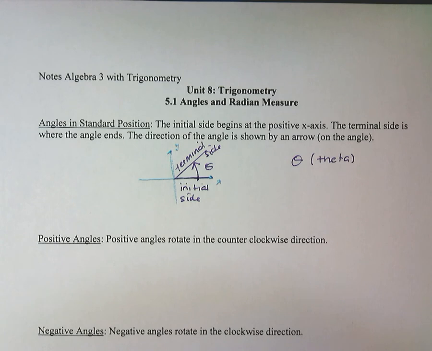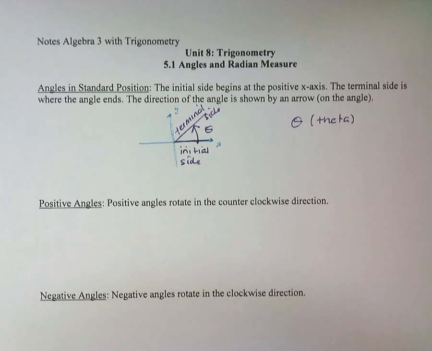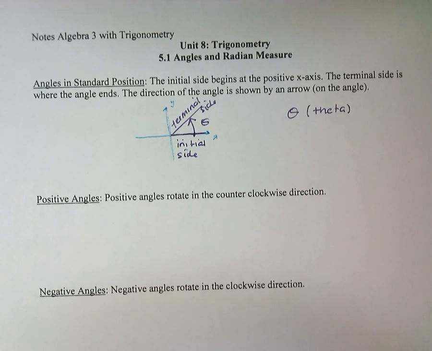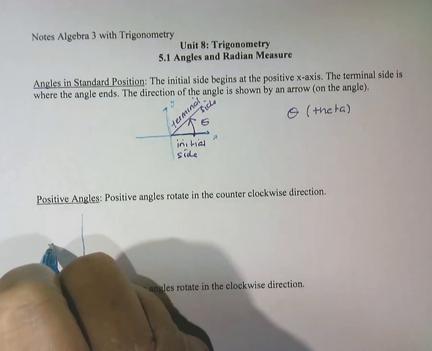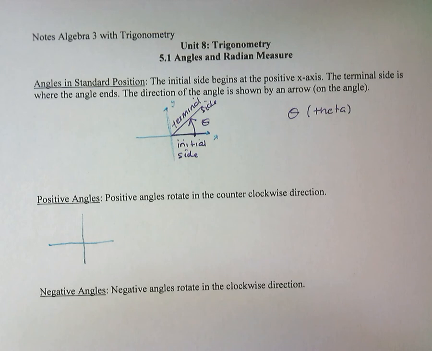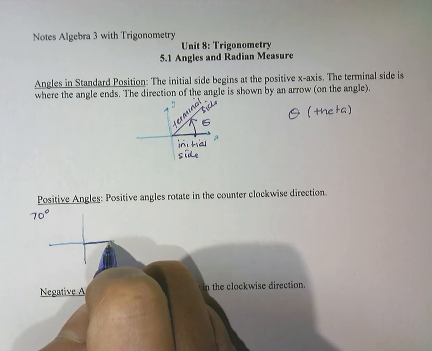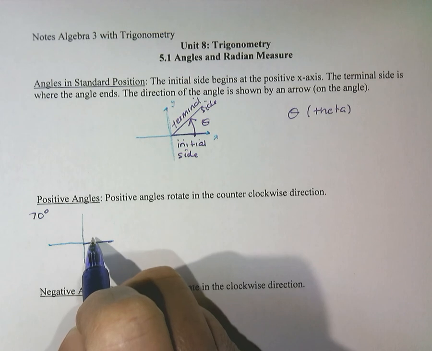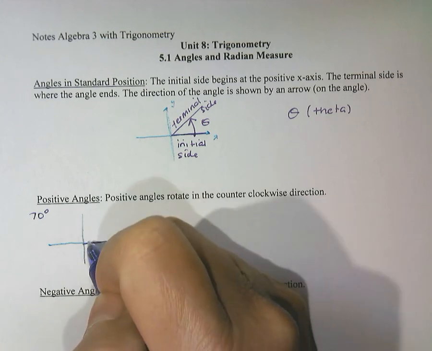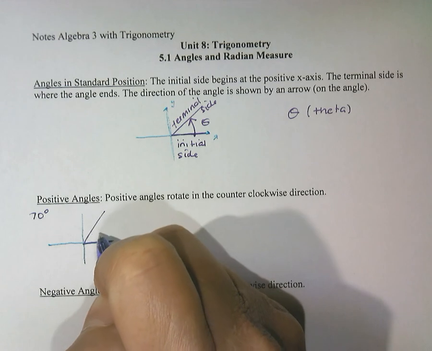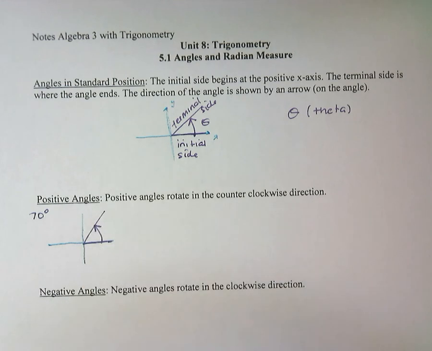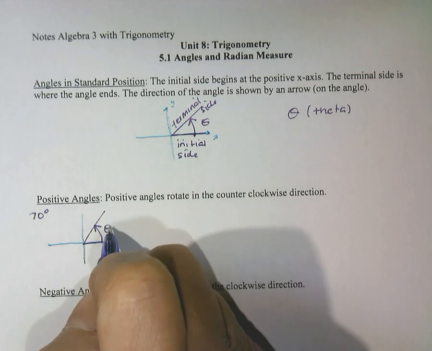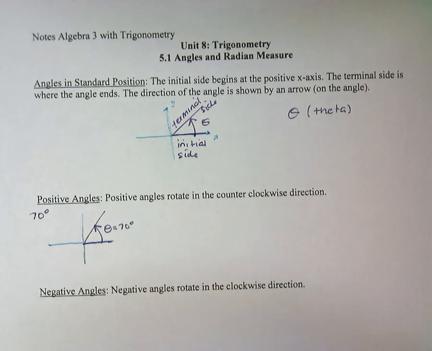When we draw angles, we can draw positive angles, and they're going to rotate in the counterclockwise direction. So if I had an angle of 70 degrees, it starts here on the positive x-axis, and to make a right angle, we go all the way here to 90 degrees. But I don't want to go to 90, I want to stop before I get to 90. So it would stop in this direction, and this would be 70 degrees right here. So theta is equal to 70 degrees, and it's a positive angle.